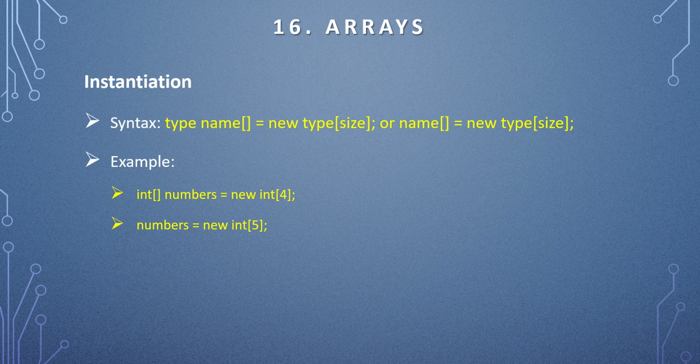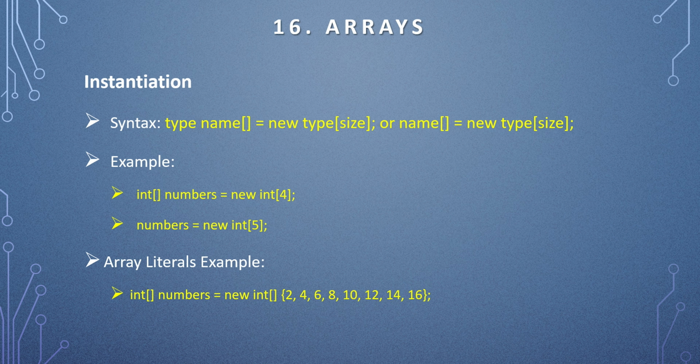In certain cases where the size of the array and values of the array are already known, array literals can be used. So, example for declaring array literals: the length of this array is determined by the number of elements. In latest versions of Java, no need to write the new int square bracket part.